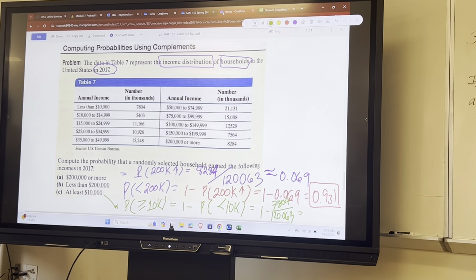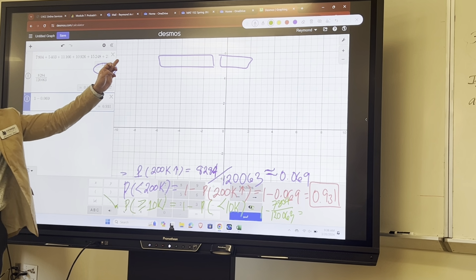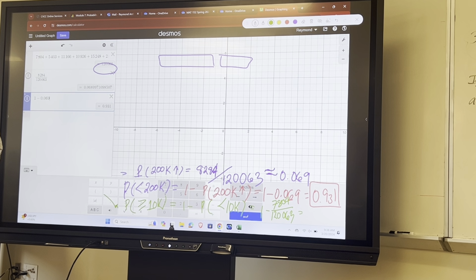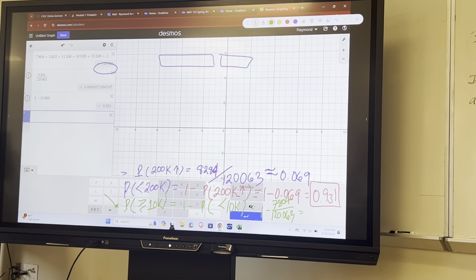Where did you get the 120? Okay, that's a good question, Sydney. Where did we get the 120,063? We added up all the households, right? Regardless of the annual income. In short, that's what we call the sample space.